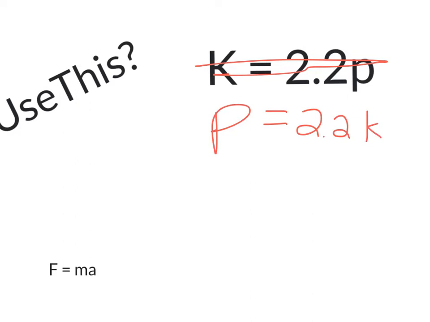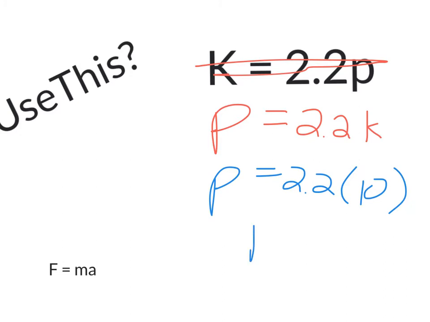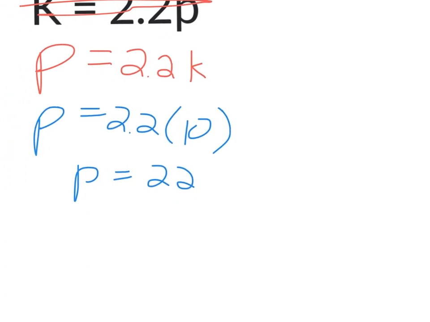That means if I'm lifting a weight that's 10 kilograms, it's really easy to plug that in and find P. I'll just say P equals 2.2 times the 10 kilograms, and so it's 22 pounds. So I know that 10 kilogram weight's worth 22 pounds. But it's a little more difficult if I'm working the other way.